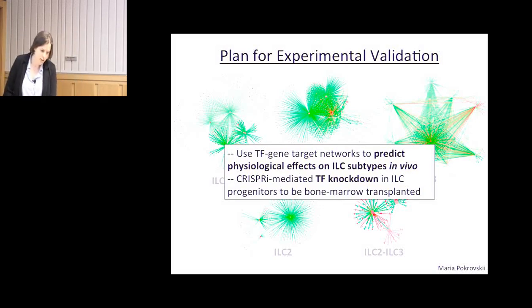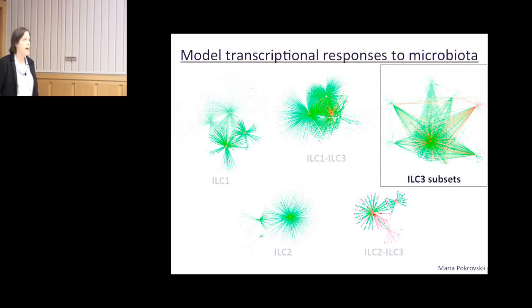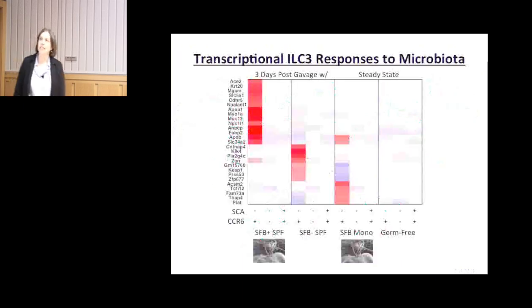And just to bring us full circle, these networks that I built were all at steady state. But of course, at the beginning, I said that I wanted to build networks of immune cells responding to microbial perturbations. And so recent data that we have, simply an N of 1, so don't pay too much attention to the genes that are listed here.